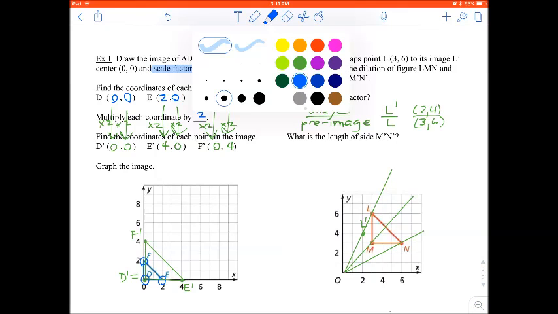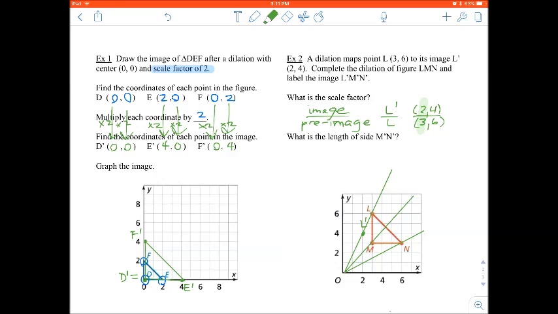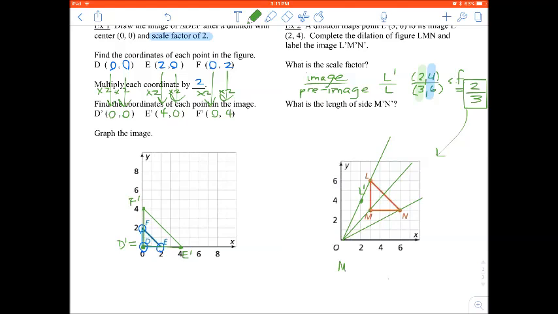Again, it is preferred that you show your ratio as a fraction when you're doing your scale factor, and in simplest form. So between those two fractions, 2 over 3 and 4 over 6, 2 over 3 has the smaller numbers. And so I can say that the scale factor is in fact 2/3. This is a reduction. It's smaller than 1, bigger than 0. And that should make sense because on the graph, L prime is closer to the center than L. And so I can use the scale factor to get M and N. M is at 3, 3, and N is at 6, 3.